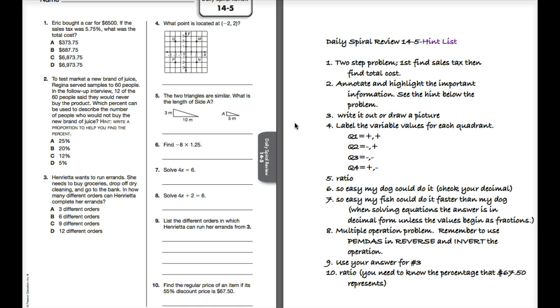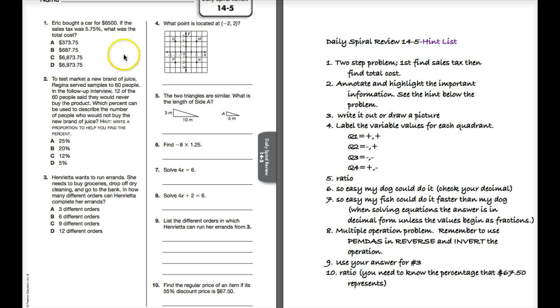But we'll start off with number 1. And this is a two-step problem. The first is that you want to find the sales tax for $6,500. The next is you have to find the total cost. So you'll take that sales tax and add it to the price of the car. And that you should be able to find your answer.